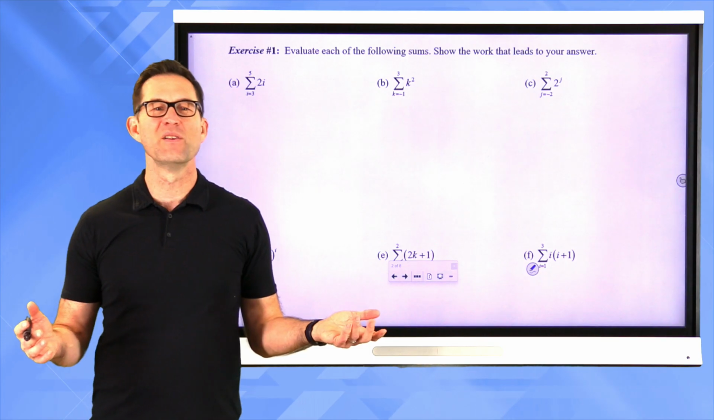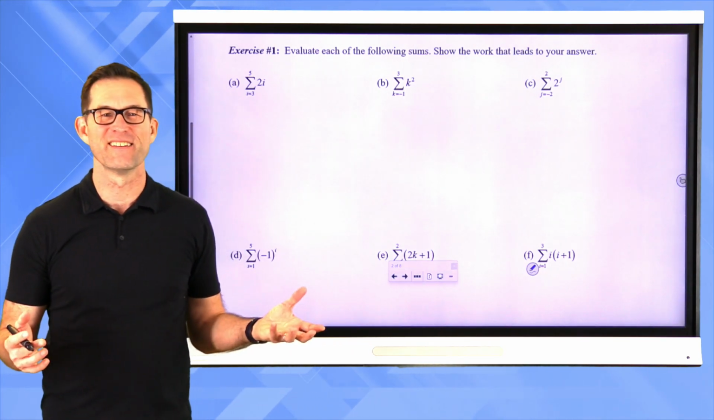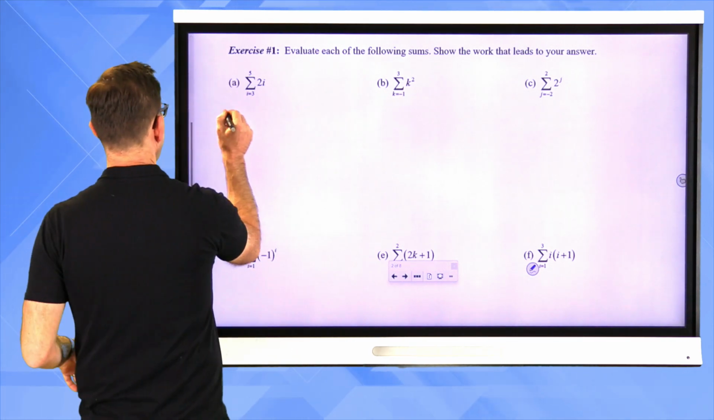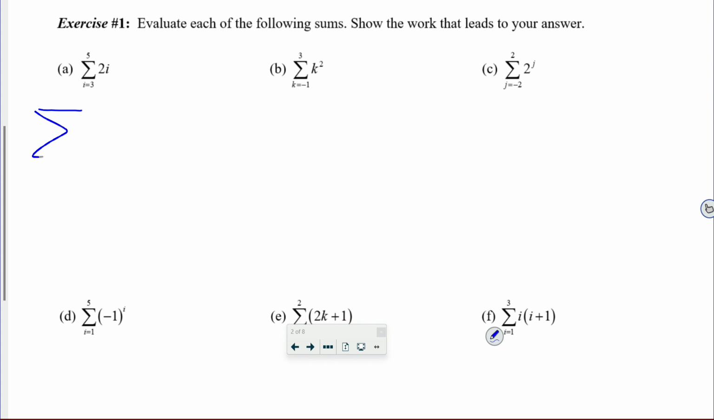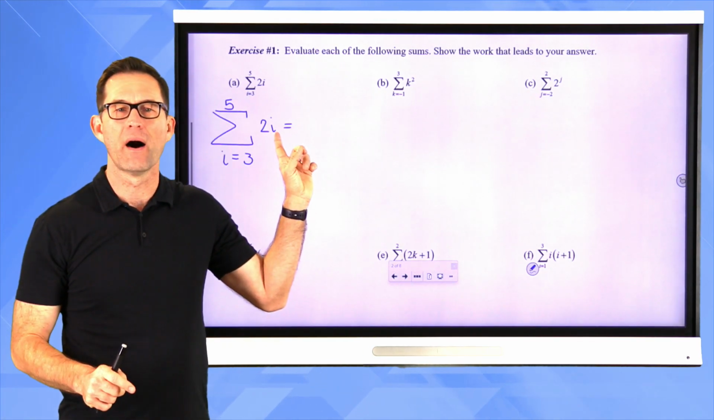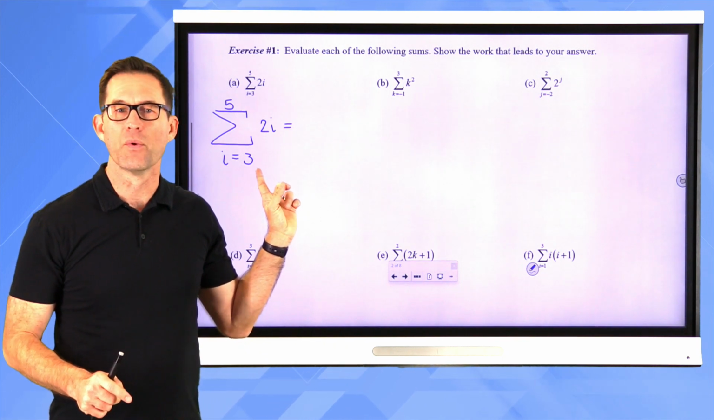All right, so let's take a look at letter A just so you can start to get a sense for this. I'm going to write this a little bit bigger on the board, so hopefully you can see it on your tiny screens. So I've got this Greek letter sigma, i is equal to 3. Remember, it will always start at a whole number, to 5, of 2i. So what this problem is saying is take this function 2 times i and plug in i equals 3.